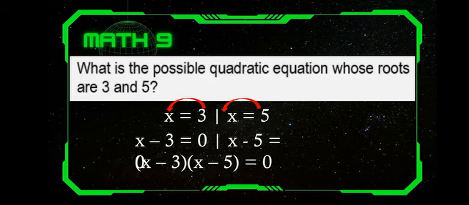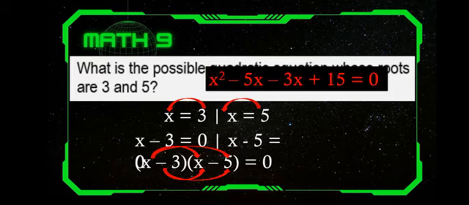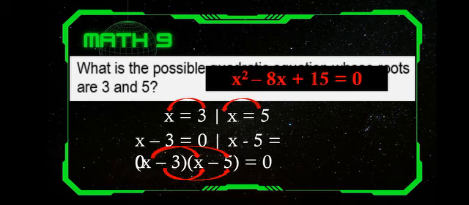Then, by the zero product property, we have (x minus 3) times (x minus 5) is equal to 0. Use the FOIL method: first by first, outer by outer, inner by inner, then last by last, to obtain x squared minus 5x minus 3x plus 15 is equal to 0. Simplify further by combining like terms: negative 5 minus 3 is negative 8, and this is your quadratic equation: x squared minus 8x plus 15 is equal to 0.